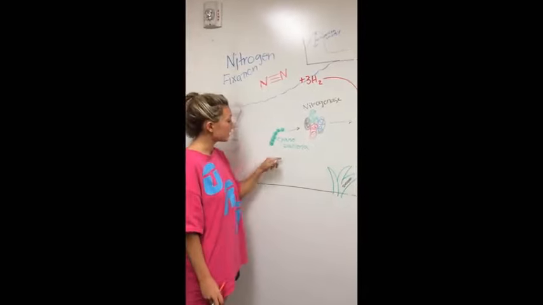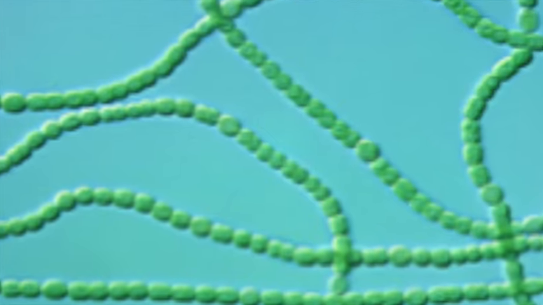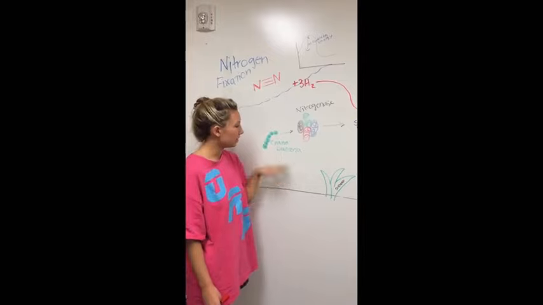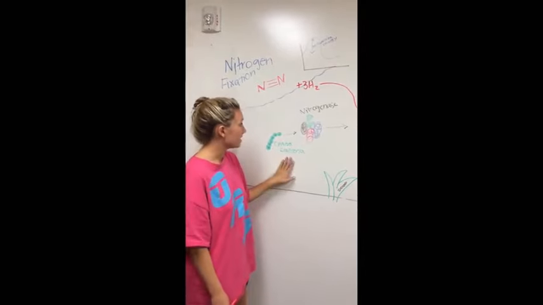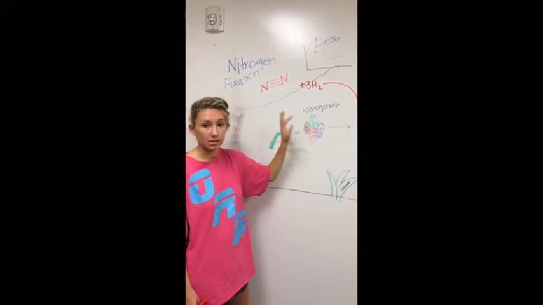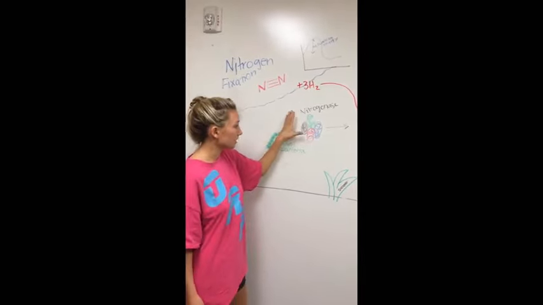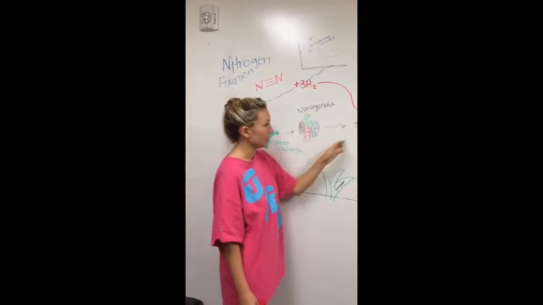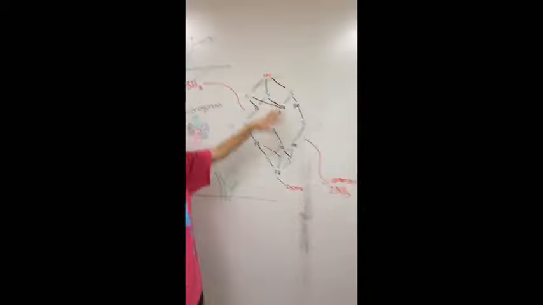And one of them is cyanobacteria. And it exists in blue-green algae in the water. And there is an enzyme that it has, nitrogenase, that does this fixation. And the nitrogenase has a cofactor within it. It's a subunit in it. And this is that subunit.